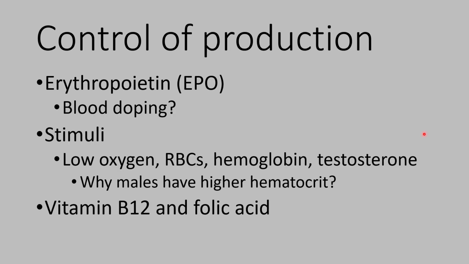So how do we control production? How do we know when we need to make red blood cells or when we don't? Well, think back to the end of the endocrine system. We talked about erythropoietin, EPO, made by the kidneys. When there is low oxygen detected by the kidneys, that stimulates erythropoietin, which stimulates the red bone marrow to make more erythrocytes, which increases the amount of hemoglobin in the blood.